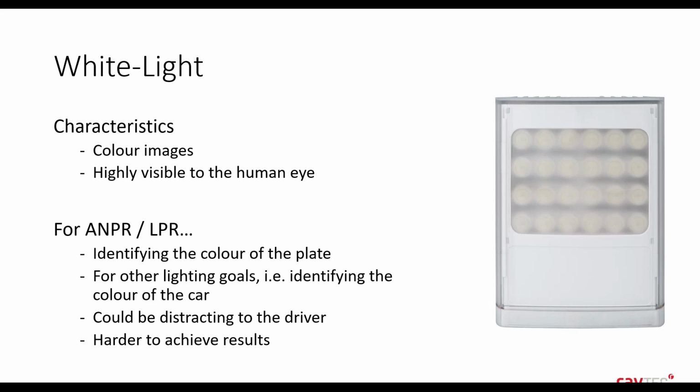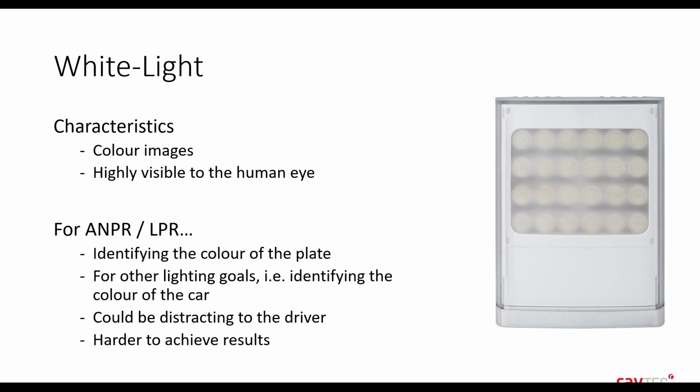Similarly, we may need to identify the color of the vehicle as well as the image of the plate. There may be other lighting goals which means that white light should be considered. But on the downside, it can be very distracting for the driver because it's visible to humans, unlike infrared or 850 nanometer infrared, and it's harder to achieve results. So the camera isn't as receptive to white light as it is to infrared, and it also means we can't filter out any unwanted light. So things like the headlights, sunlight, and glare are going to become much more of an issue if you're using white light as your source of illumination.